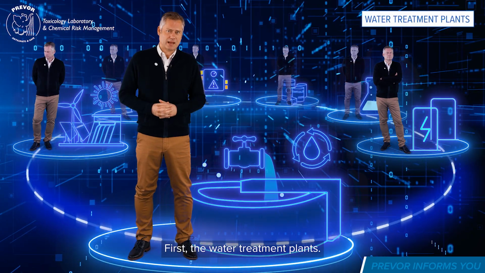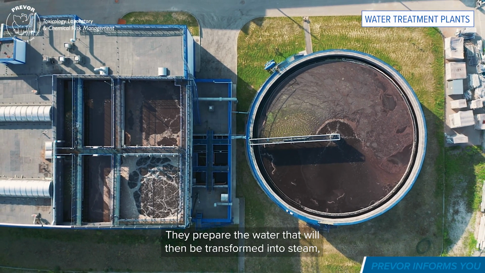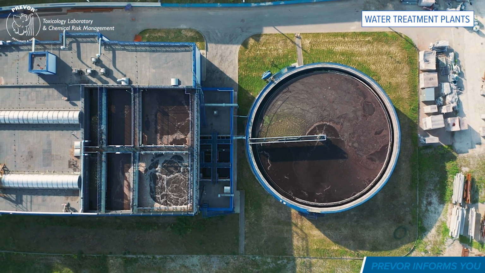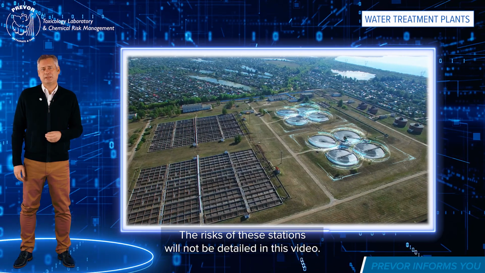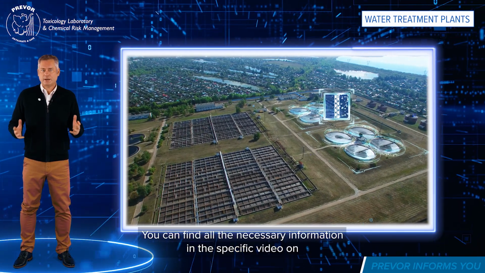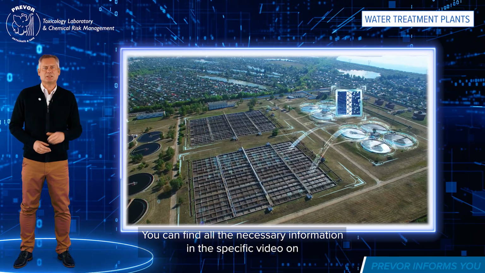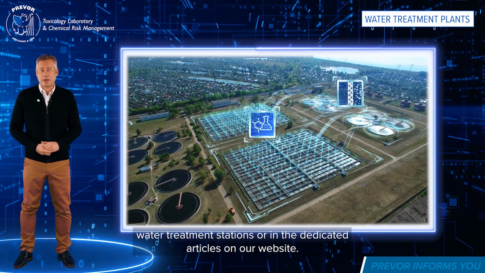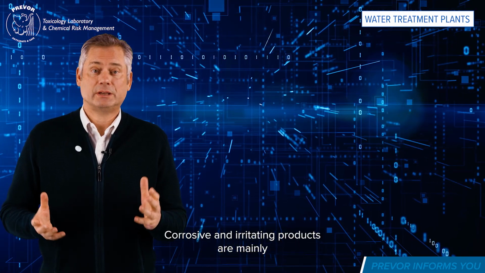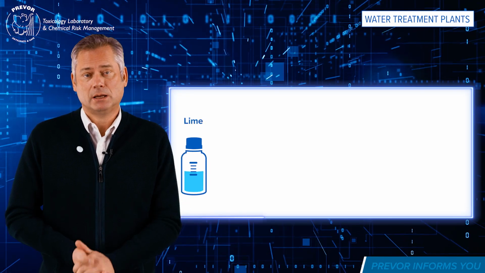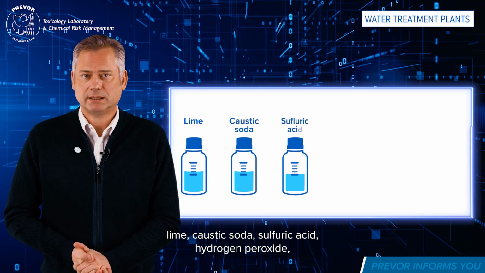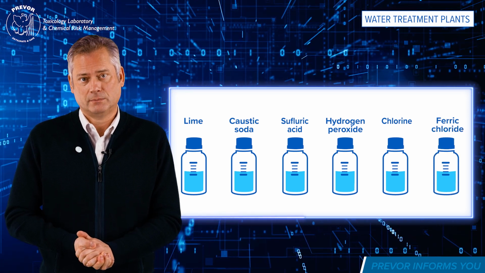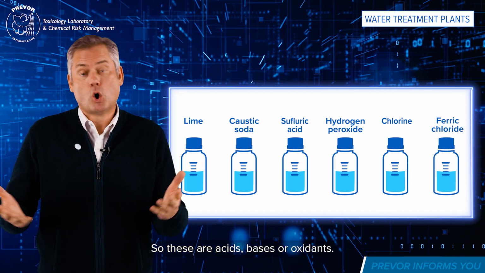First, the water treatment plants. They prepare the water that will then be transformed into steam, as well as the water used to cool the reactors. The risks of these stations will not be detailed in this video. You can find all the necessary information in the specific video on water treatment stations or in the dedicated articles on our website. Corrosive and irritating products are mainly lime, caustic soda, sulfuric acid, hydrogen peroxide, chlorine and ferric chloride. So these are acids, bases or oxidants.